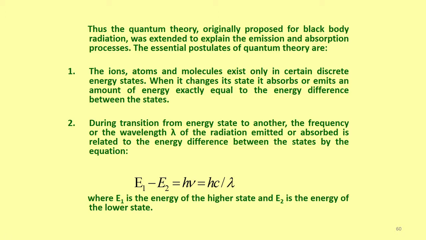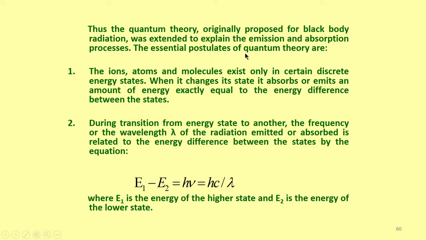So, now after having studied all this, I had put on this slide stating that the quantum theory originally proposed for blackbody radiation, etc. This I have already given you enough introduction. It was extended to explain the emission and absorption processes. This emission and absorption process is closely related to our topic of interest, that is ICP, inductively coupled plasma atomic emission and absorption. So, the rules remain the same irrespective of whether it is UV, visible, IR, whatever it is.